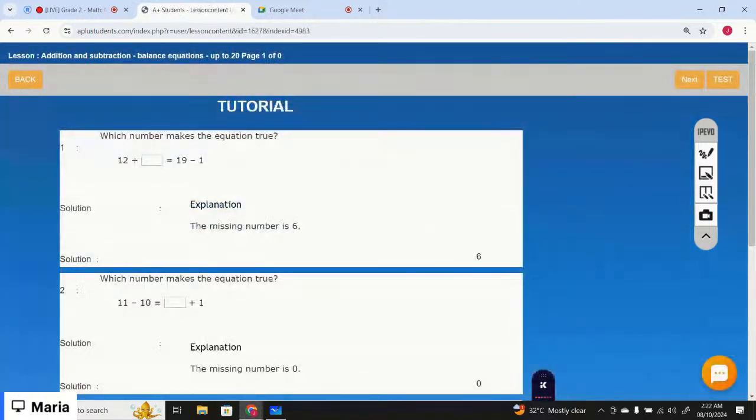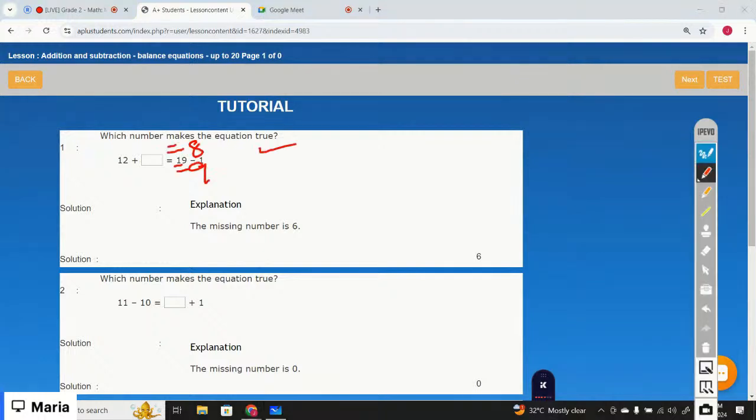Which number makes the equation true? 12 plus the missing number equals 19, take away 1. So basically in the test questions you are given the options. You can put different numbers in the blank space and see which one is the correct option. But the first thing you need to know is balancing an equation means when you solve both sides of the equation they have exactly the same answer, like are equal.